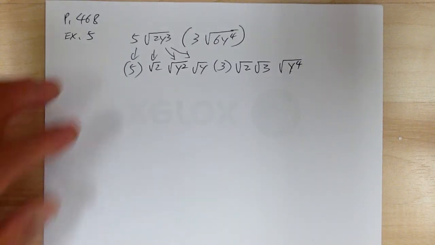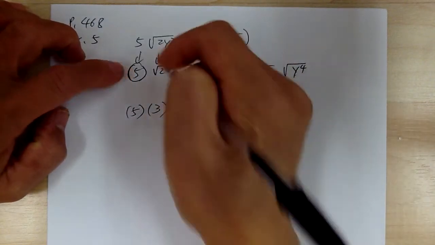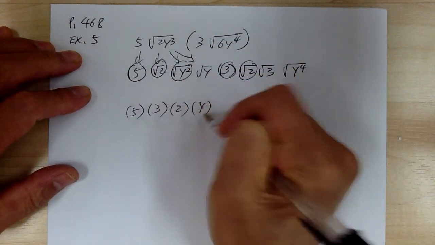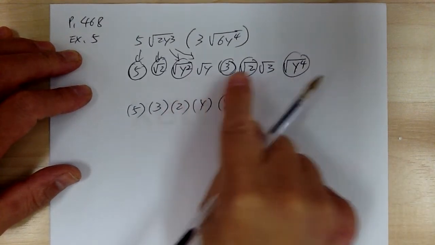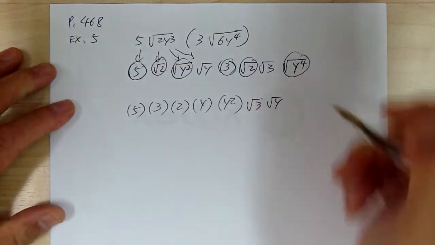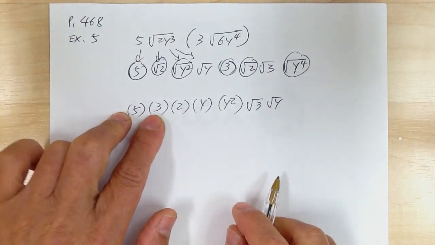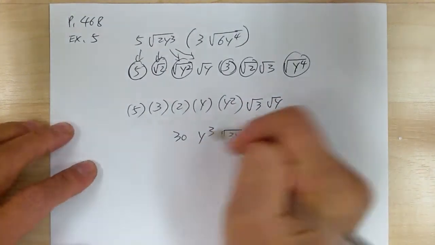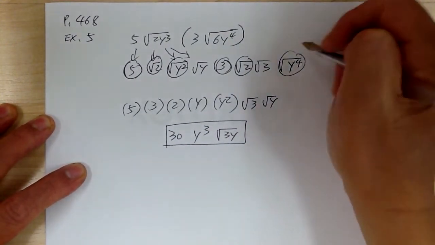Okay, so let's go and start to collect our numbers. So this one will give me a 5. This is a 3. And this one gives me a 2. And this one will give me a y. This one will give me a y squared. And that's it, right? Don't circle the leftovers so you can keep track. So the leftover would be square root of 3 and square root of y. Okay, so now let's put it all together. So 5 times 2 is 10, times 3 is 30, and this will give me y cubed, and this will be square root of 3y. Okay, and that's it. Okay, so let's go and do some practice.